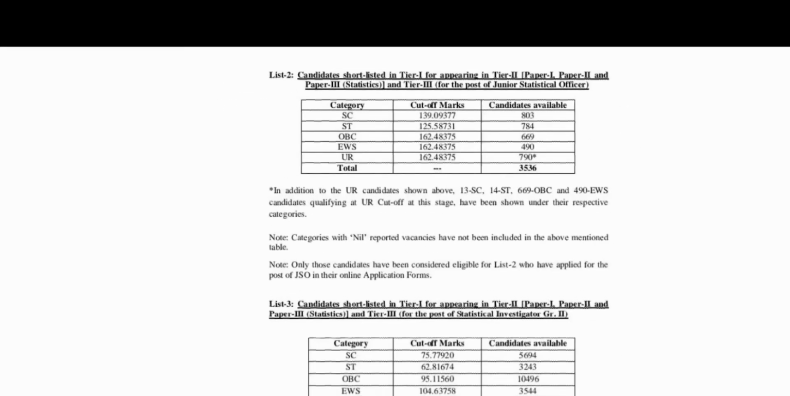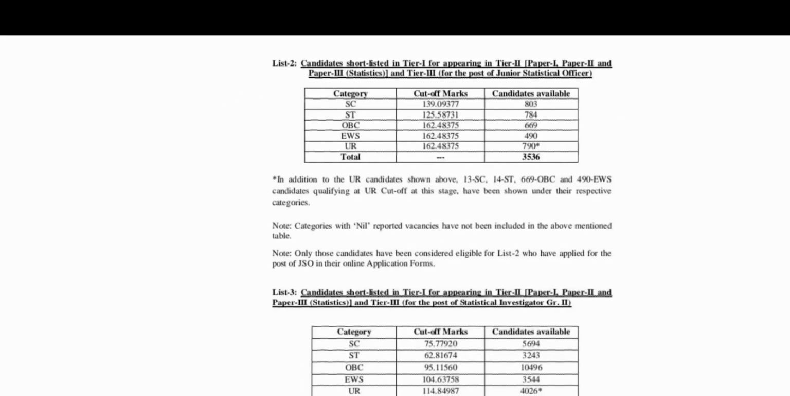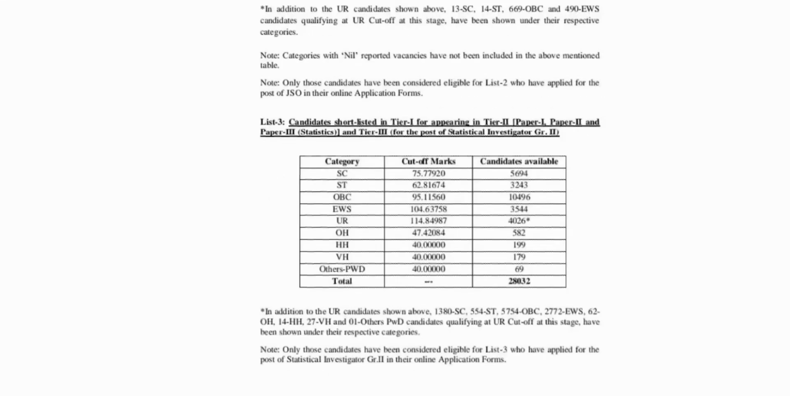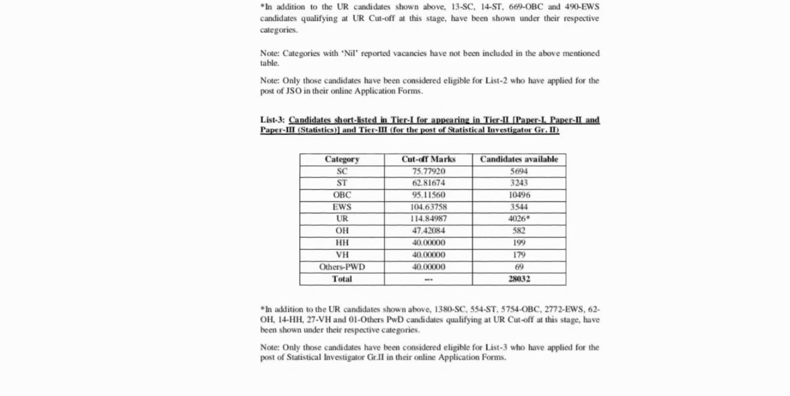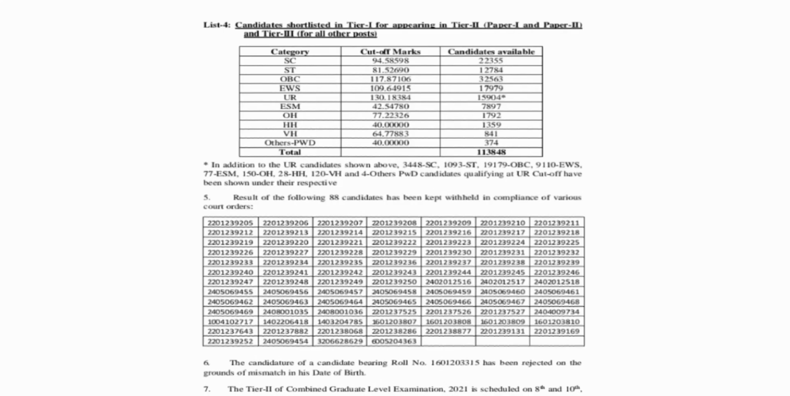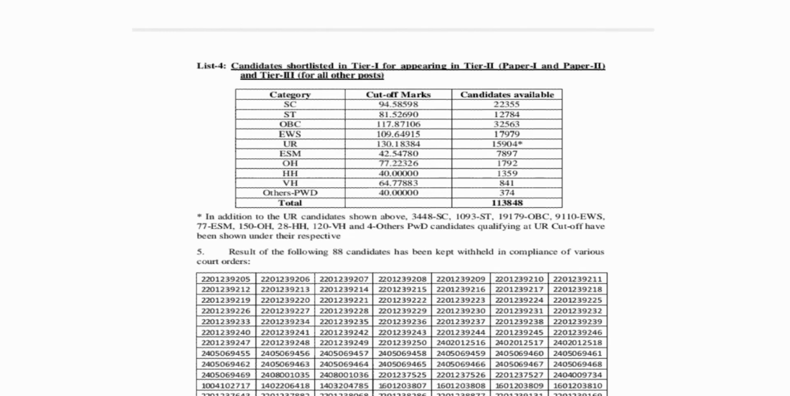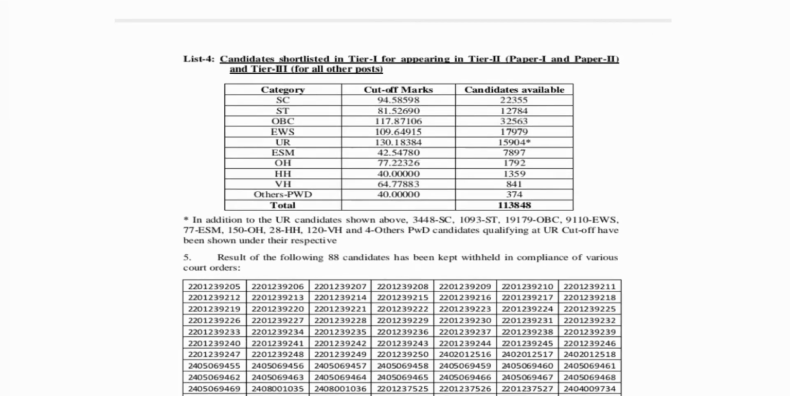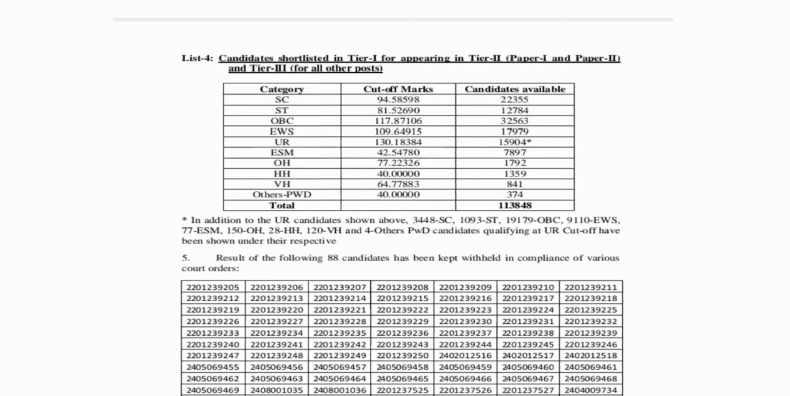This is the cutoff for the post of junior statistical officer, list 2. This is the cutoff for the post of statistical investigator GR2. This is the cutoff for all other posts. This is list 4. You can check your cutoff. Your category cutoff here.